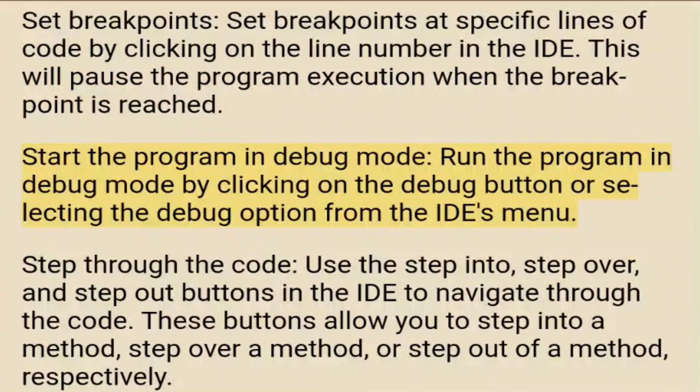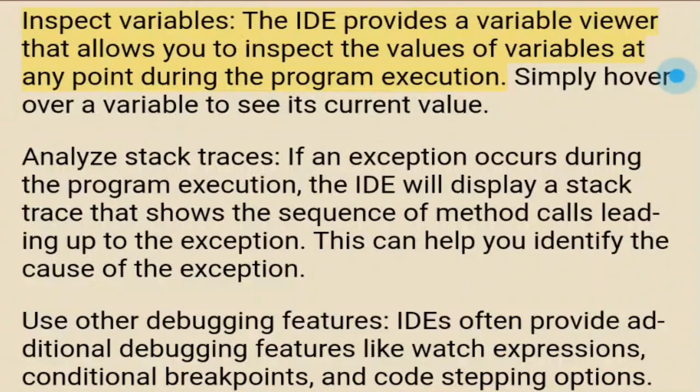Start the program in debug mode. Run the program in debug mode by clicking on the debug button or selecting the debug option from the IDE's menu. Step through the code. Use the step into, step over, and step out buttons in the IDE to navigate through the code. These buttons allow you to step into a method, step over a method, or step out of a method, respectively. Inspect variables. The IDE provides a variable viewer that allows you to inspect the values of variables at any point during the program execution. Simply hover over a variable to see its current value.